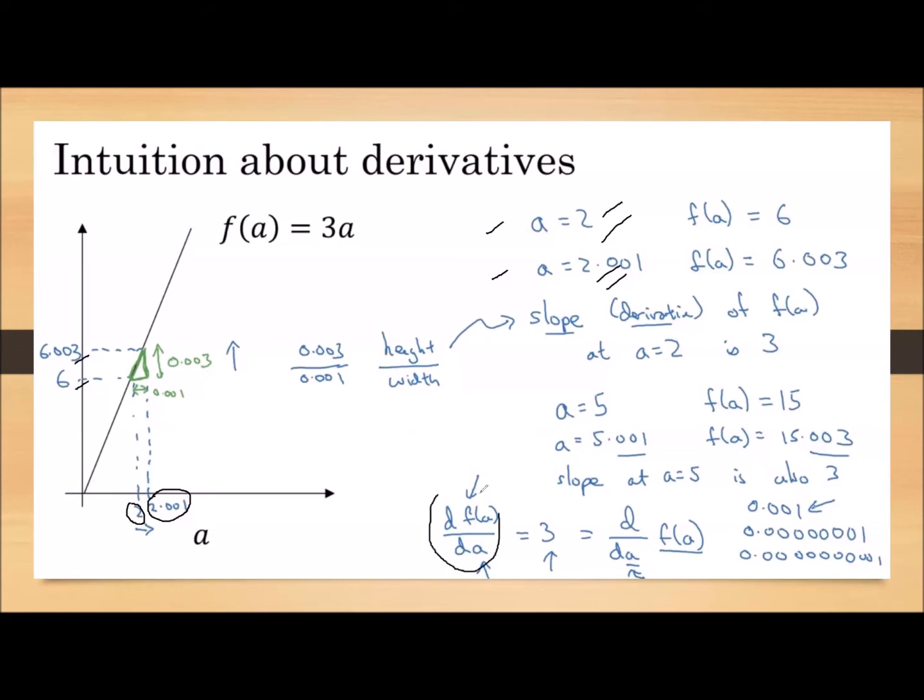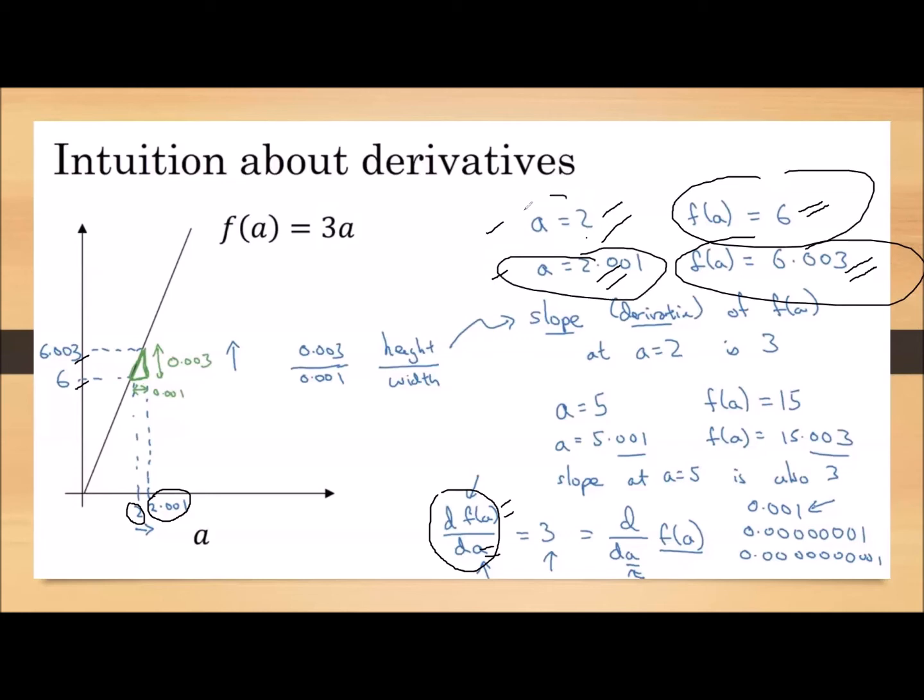So d of f of a with respect to da. For small changes in a, how the f of a is changing. So I have considered a is equal to 2 and I changed the a value to 2.001. Now when the a value is 2, f of a is equal to 6. Because I have changed the a value to 2.001, f of a is changed to 6.003. As we know already, the slope of this line can be calculated by using y2 minus y1 by x2 minus x1. Here this is y2, this is y1, this is x2, and this is x1.